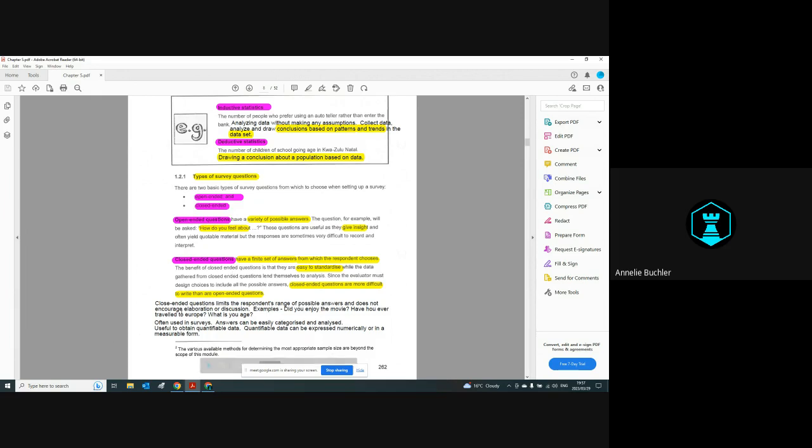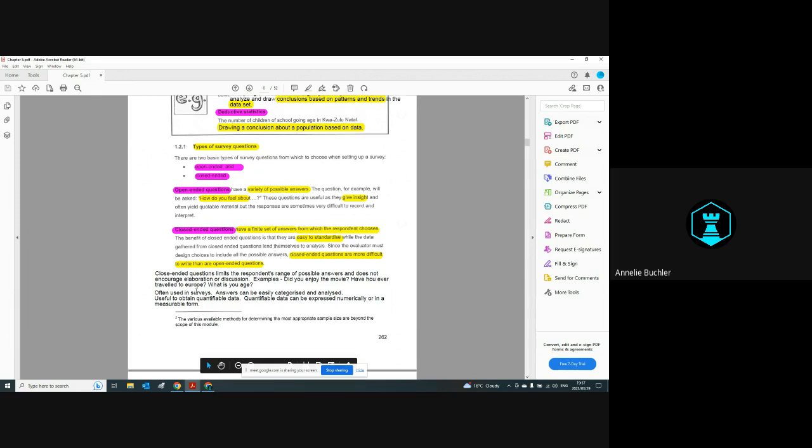Now, your statistics is going to focus on your closed-ended questions. I made additional notes here again, if we can go through it. Closed-ended questions limit the respondent's range of possible answers, and it does not encourage elaboration or discussions. Example: did you enjoy the movie? Have you ever traveled to Europe? What is your age? So what's your age? 40. Okay, have you ever traveled to Europe? Yes. Okay, did you enjoy the movie? Yes. Okay, it's often used in surveys.